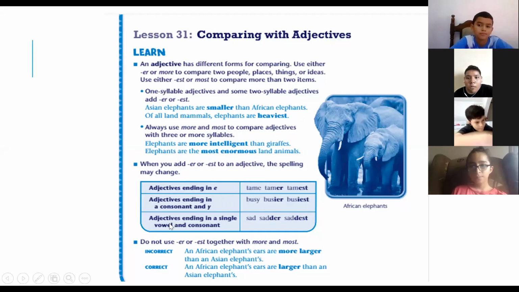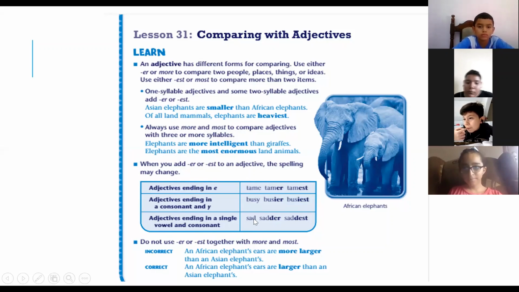Last, we have adjectives ending in a single vowel and a single consonant. For example, sad. Because sad ends in one consonant, you are going to double the D and spell sadder or saddest.